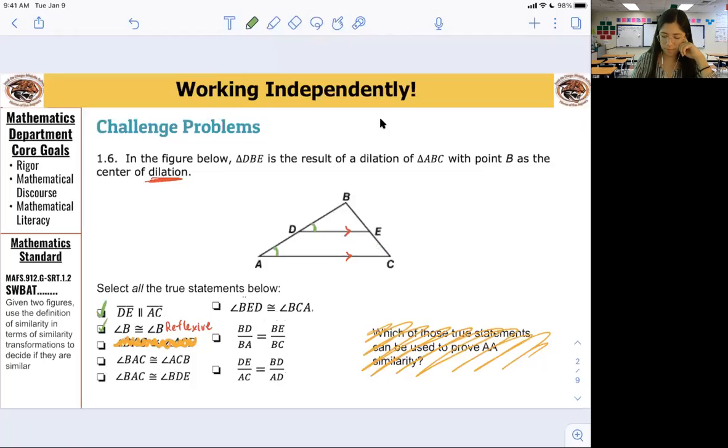Alternate interior angles. Oh, close but not quite. It's okay. Jalen's got it. Corresponding angles. I thought that was your favorite word, Perla.